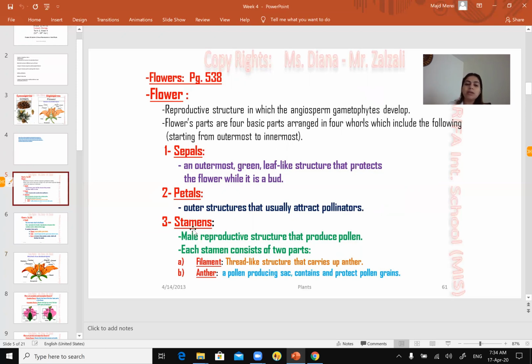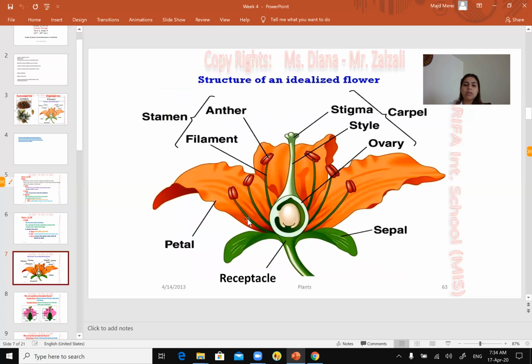Stamens. Stamen, look at men, okay, to remind you, with male, so male reproductive part. Stamen, the male reproductive structure that produces pollen. Here, these long and thin structures are stamens. The stamen is made up of 2 parts. This thin part, long and thin, that carries the anther, is known as the filament.